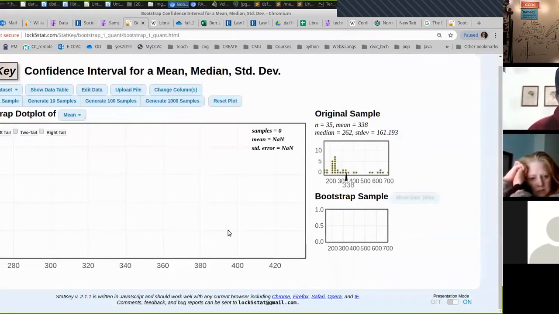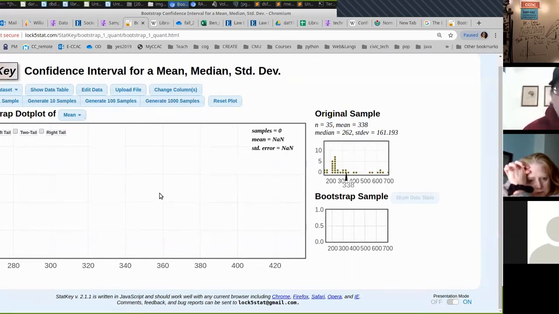And so even if you only have five numbers, you can still do this. It'll be a little bit less accurate. So here I go. Here was my original sample, mean of 30, n of 35. I'm trying to estimate how long all the books in poli-sci for the US are. And my sampling mean is 338.